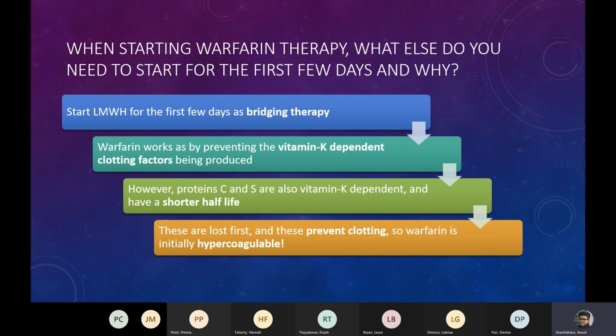So if you just start a patient on warfarin, they might have a DVT or a PE initially. It's really strange, and it's quite important that you bridge them with low molecular weight heparin. If that doesn't make sense, let me know, and I will try and find another way of explaining it. But it's a bit wild, as Davina said.